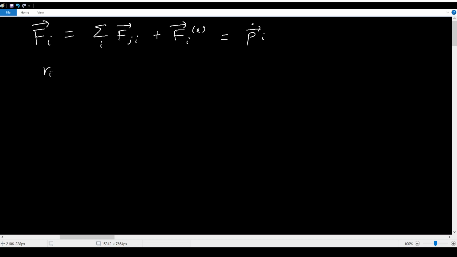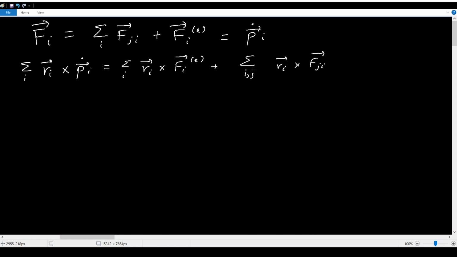So I can do r_i, and let me just write this right hand side first. Cross p_i dot equals to, and let me again just write the external force first, and then the internal forces, and let me just sum over all the particles as we did before. And there was already a sum here over j, so this is sum over i and sum over j, and of course j does not equal i.